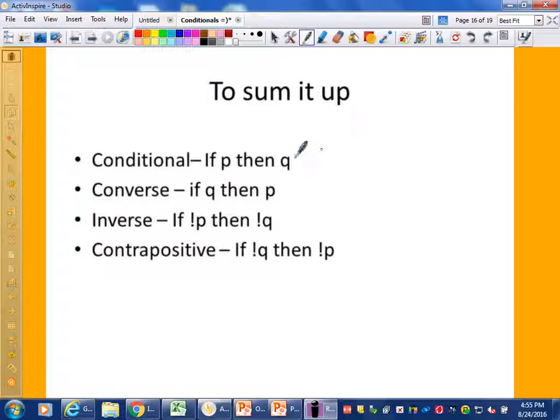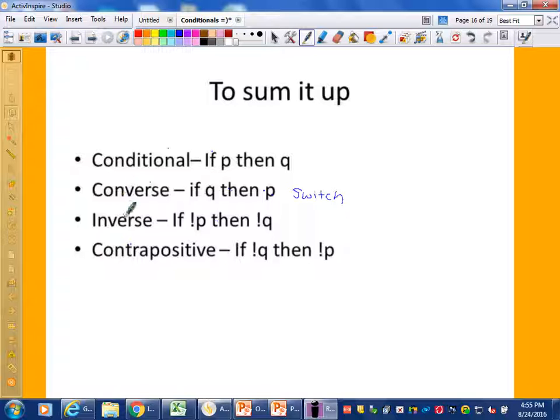So to sum it up, here is the quick way of writing out what each of these is. A conditional is a statement in if P then Q form, in if and then form. If you find the converse of that conditional, it's if Q then P. Please remember, whenever you're writing a converse and inverse or contrapositive, you always go back to the conditional to write it. You do not do the inverse of the converse. That is the wrong way to do it. The converse, remember, you switch, right? Converse is switch. So it's just if Q, then P.